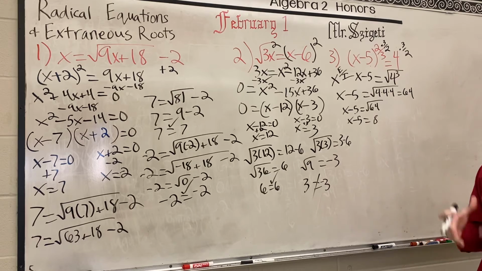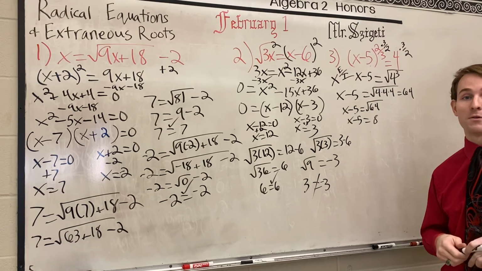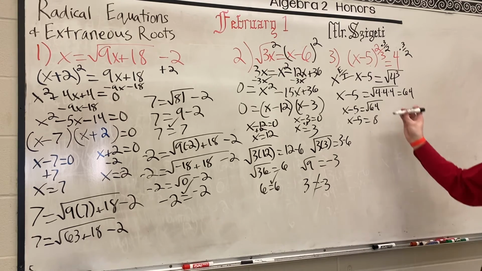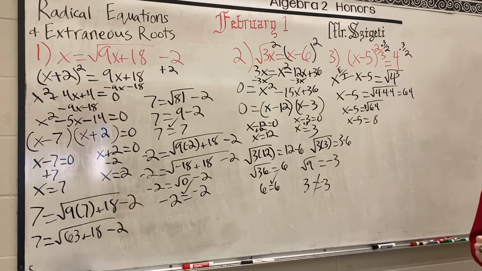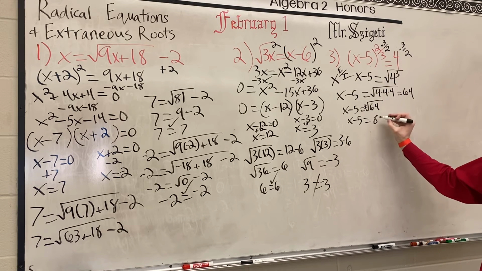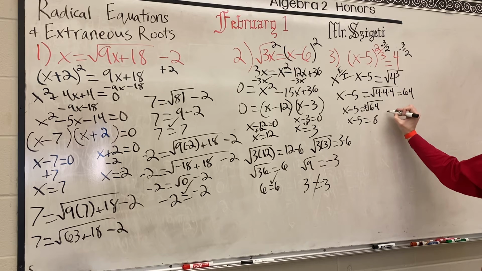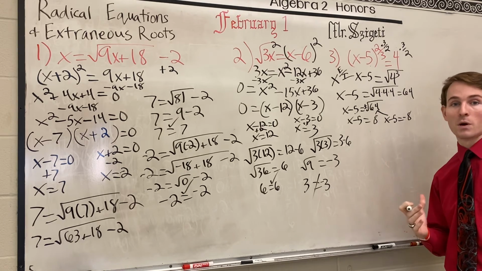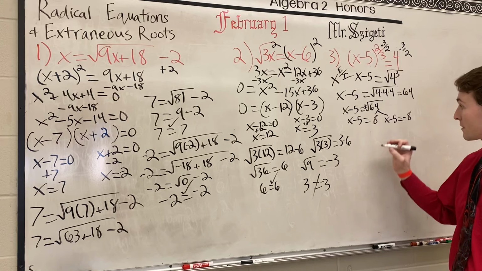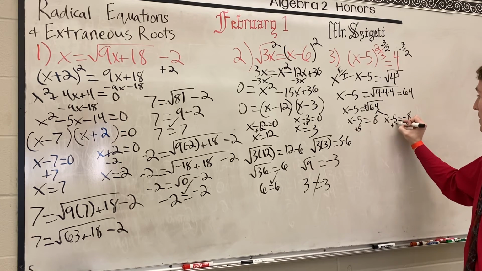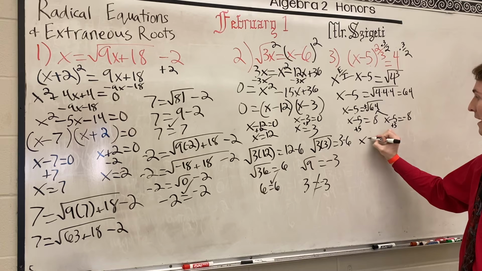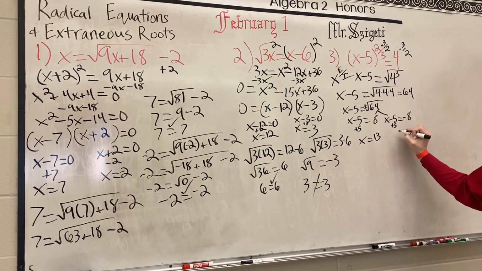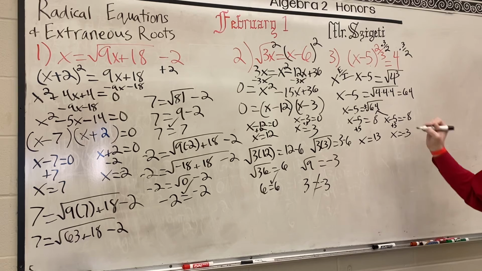But considering this is an even index, we want to also take into consideration that it can be our plus or minus options as well. So I'm going to go ahead and write it right here, plus or minus the square root of 64. That way we have an x minus 5 equals 8, but we're also going to go ahead and take it in the other direction. So x minus 5 is equal to negative 8. And we'll solve for both before plugging them back into our original equation to check for extraneous solutions. So we add 5 to both sides, and now we're going to have x is equal to 13 and x is equal to negative 3.